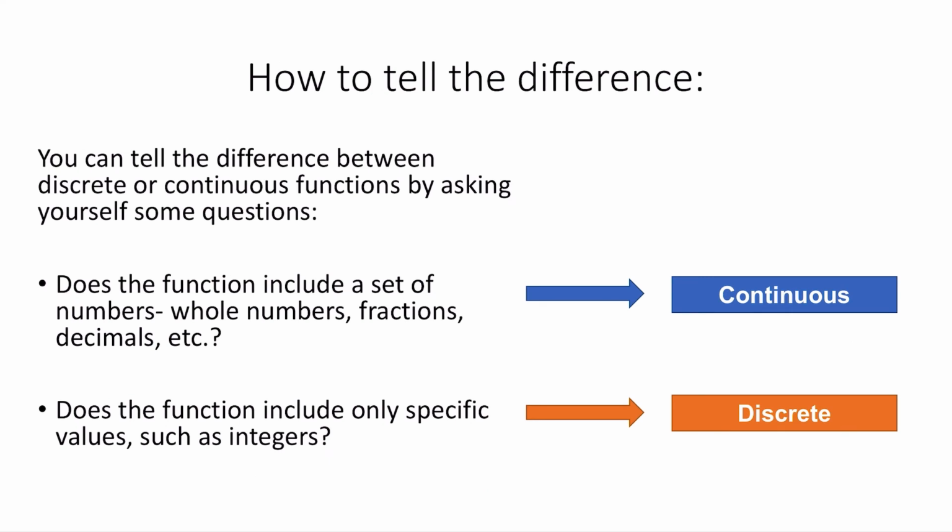So how do you tell the difference? If you're given a situation and asked whether it demonstrates a discrete or continuous function, you have to ask yourself some questions. First, does the function include a set of numbers? So whole numbers, fractions, decimals, are these all included in your set? If so, then your data is continuous. On the other hand, does the function include only specific values, like only integers? Then your data would be discrete.